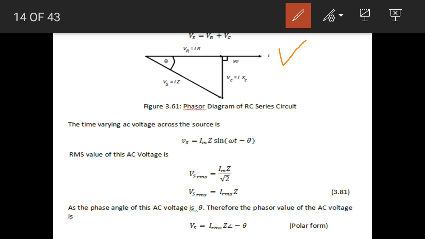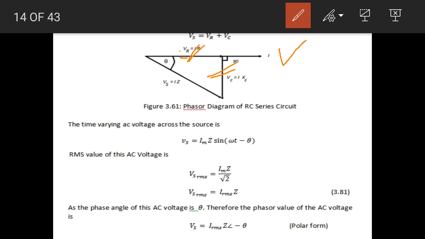The phasor for the voltage across the resistor is along x-axis because this is a real phasor as well. The phasor for the voltage across the capacitor is along negative y-axis because this is a negative imaginary phasor. So the phasor for the voltage across the resistor is along x-axis, and the phasor for the voltage across the capacitor is along negative y-axis, and you see the voltage across the capacitor lags behind the current by 90 degree.